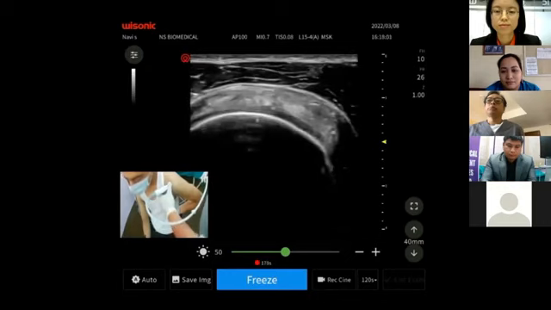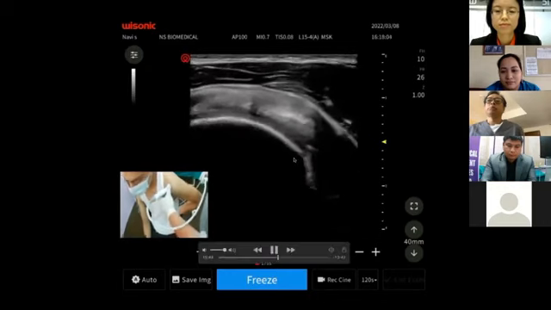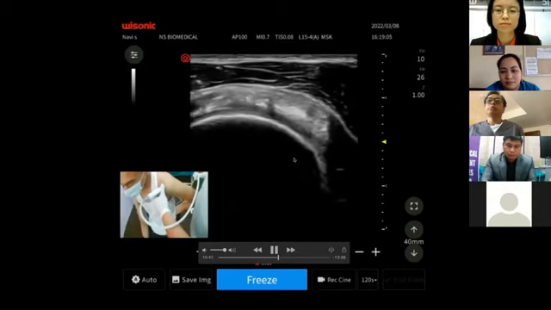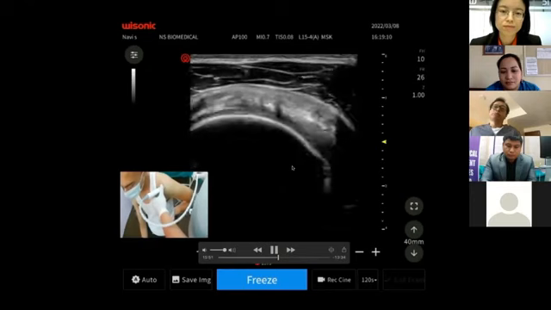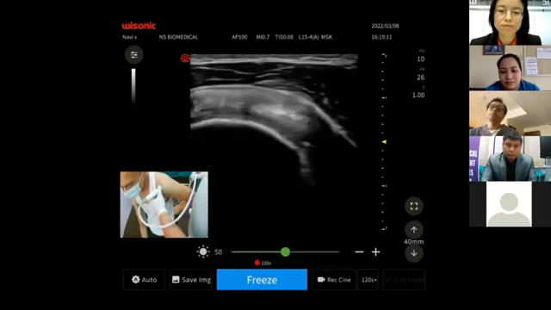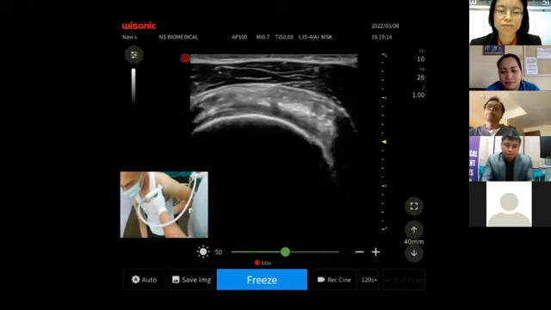So this is the rotator cuff interval. The rotator cuff interval is actually a space, superiorly of which is, as we just saw, the supraspinatus muscle fibers and tendons. Inferiorly are the cephalic fibers of the subscapularis muscle.